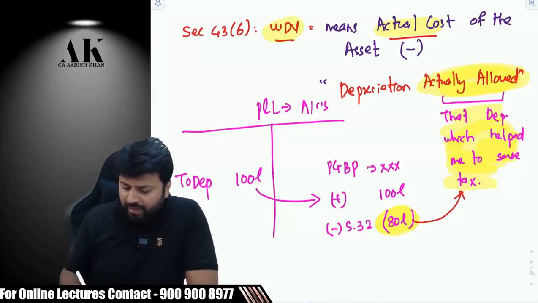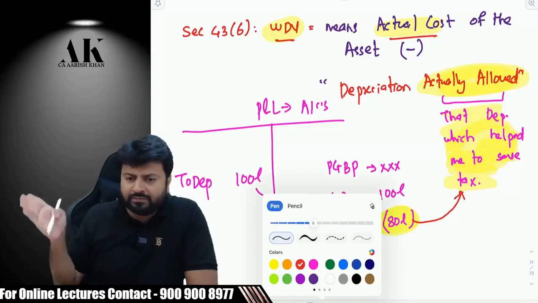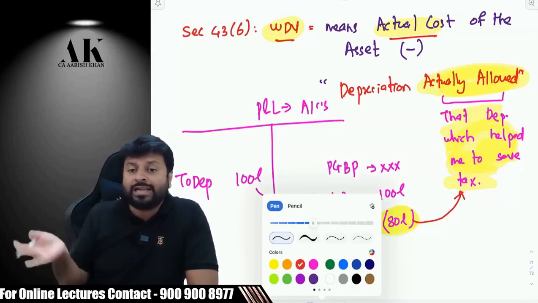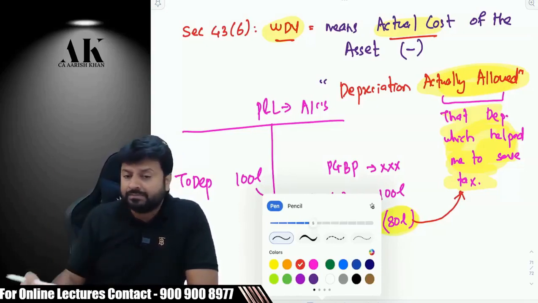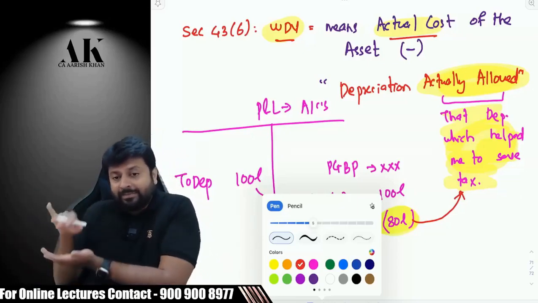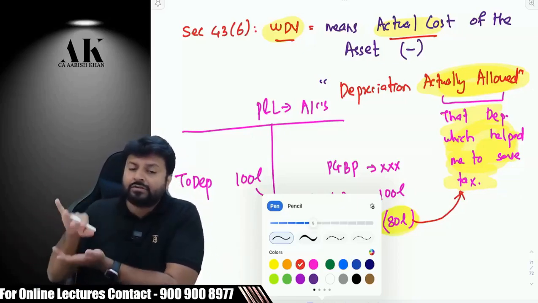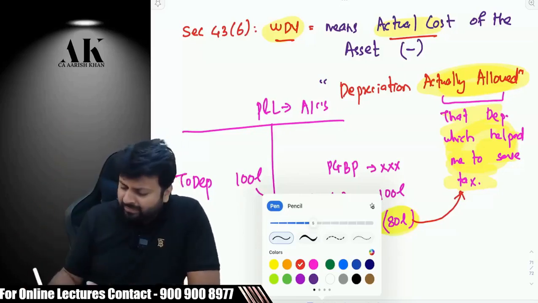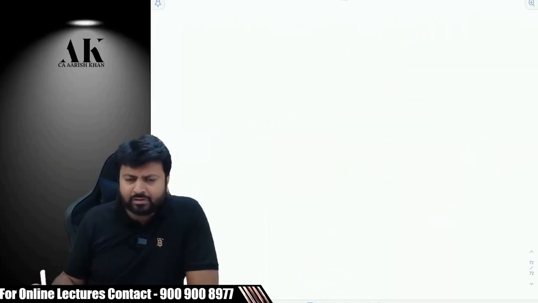Forward, how can I discuss the provision in a forward manner? What is WDV? WDV means actual cost minus depreciation actually allowed. What is actually allowed? That depreciation which helped me to save tax. If I go in a backward manner, only that depreciation which helped me to save tax can be reduced from actual cost to arrive at the WDV. Okay. Now let's just wait. We'll come back to this paragraph in a while.